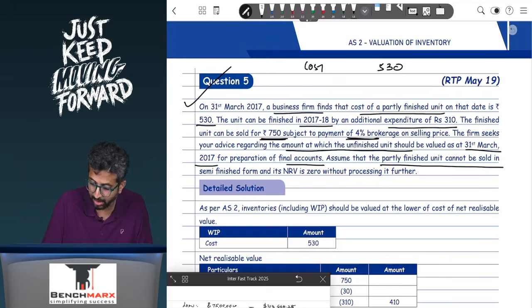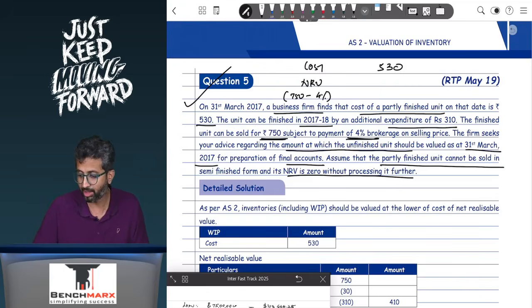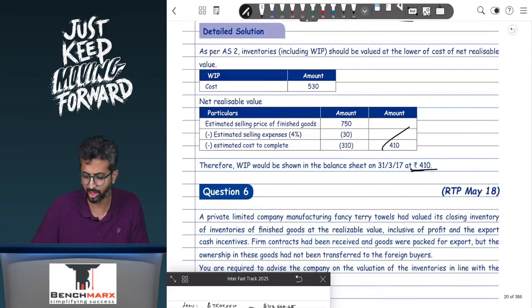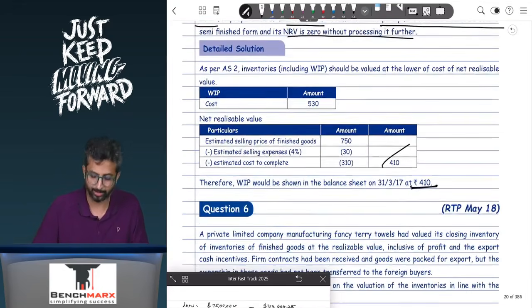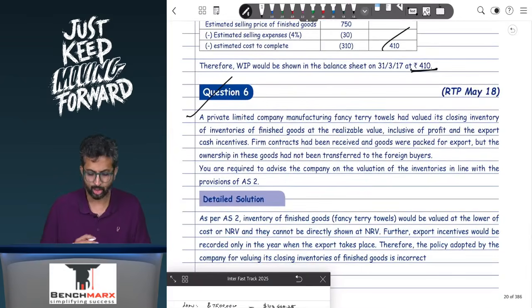Assume that the partly finished unit cannot be used in the semi-finished form and NRV is 0. However, the NRV of the WIP will be 750 for the finished goods minus 4% brokerage. So I can get 750 minus 4%, 720, but to get that, I'll have to incur 310 of additional processing cost. And hence if I subtract, this is 410, and hence the valuation will be at 410, and the difference of 120 will be taken to the P&L account. So this is 410, the valuation base for WIP. Question number 5 done. Next is question number 6.